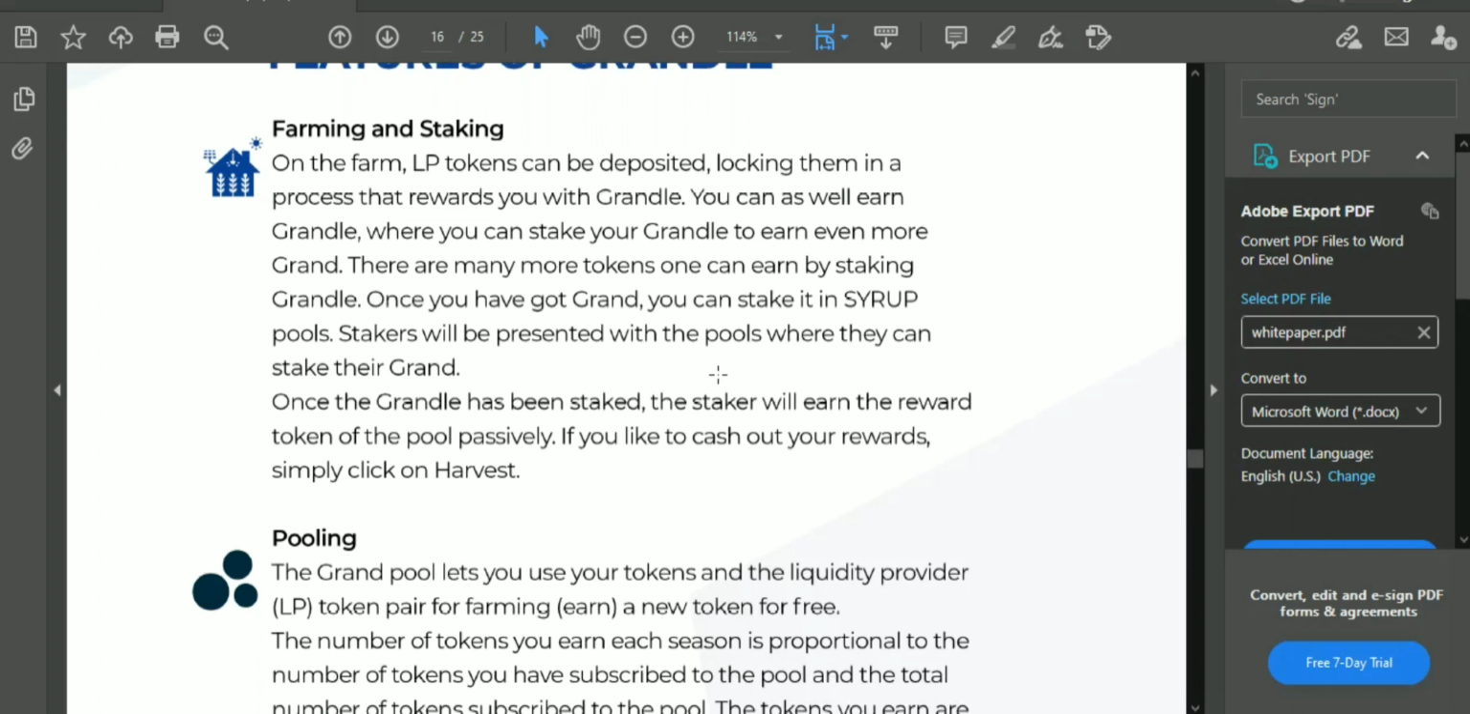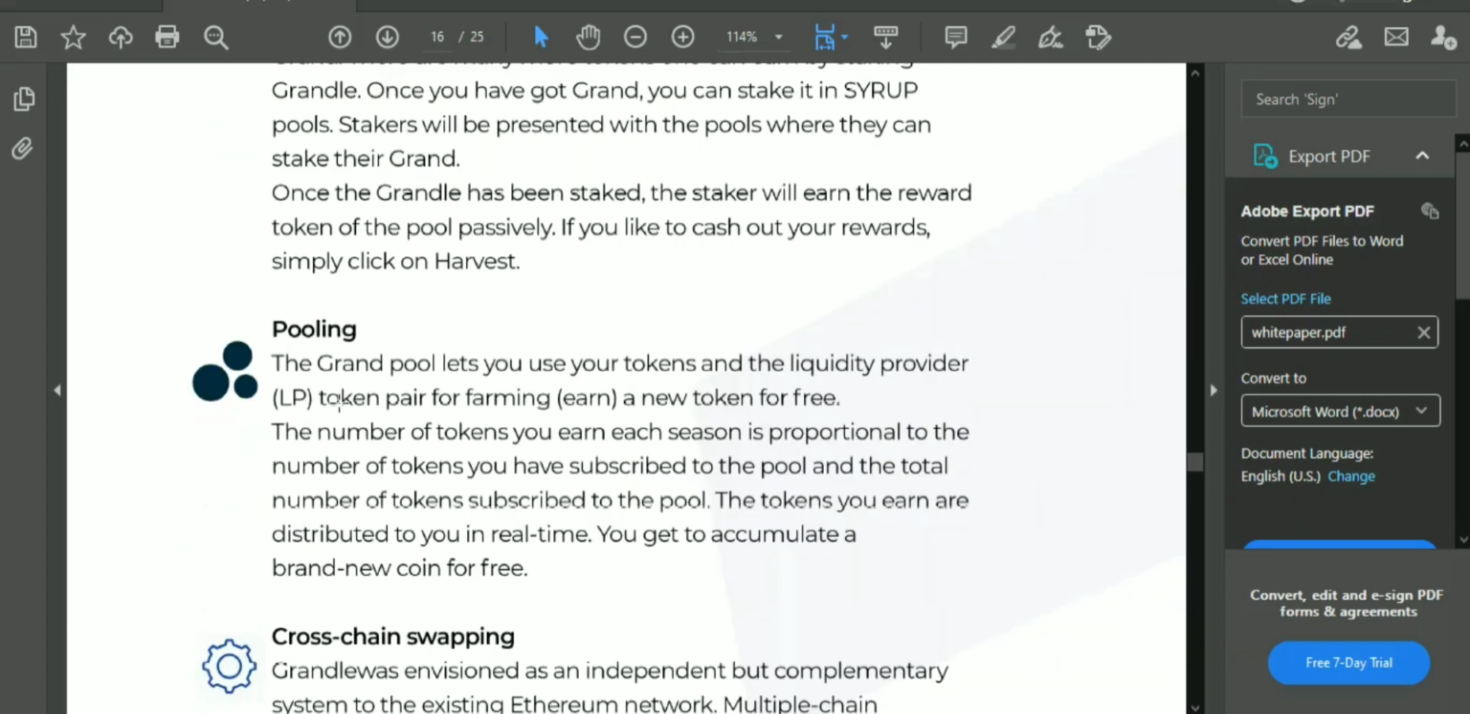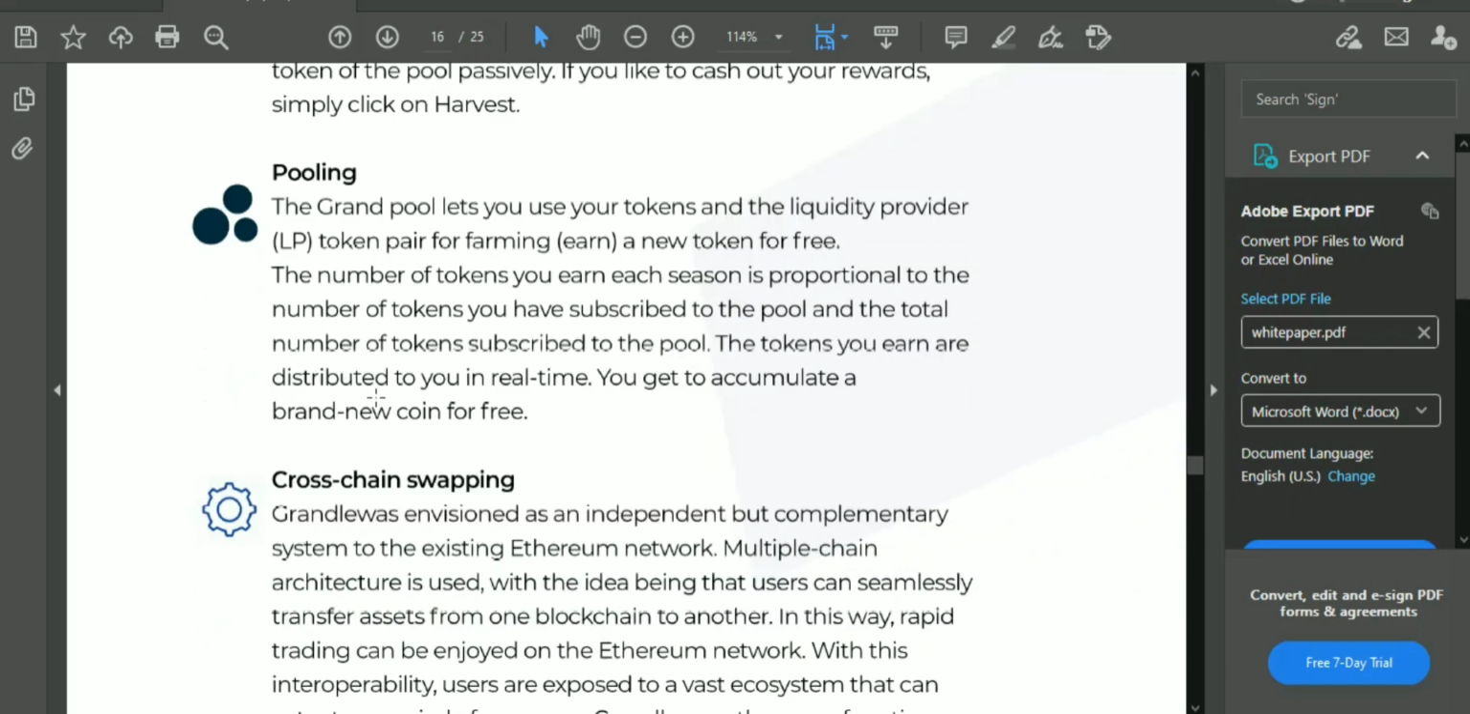Once you have got Grandle, you can stake it in pools. Stakers will be presented with the pools where they can stake their Grandle. Once the Grandle has been staked, the staker will earn the reward token of the pool passively. If you would like to cash out your reward, simply click on Harvest.